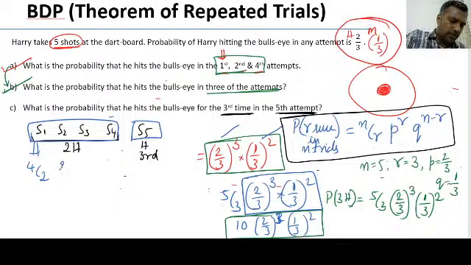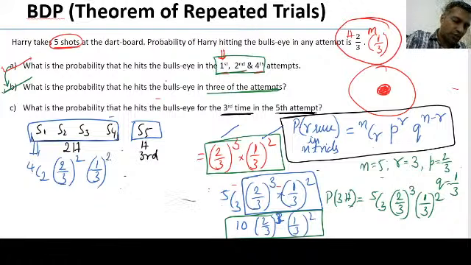What's the probability of hitting? 2 by 3. How many times? 2 times. How many times should he miss? 2 times. Therefore, 1 by 3 is the probability of a miss, and he should miss 2 times. Now that is taken care of. The first 4 shots are done.